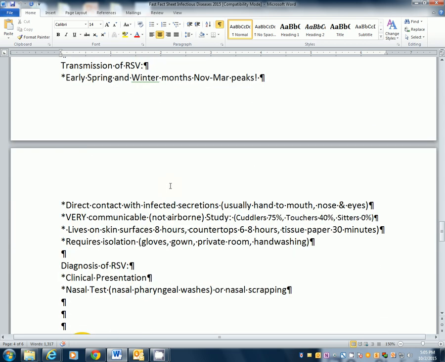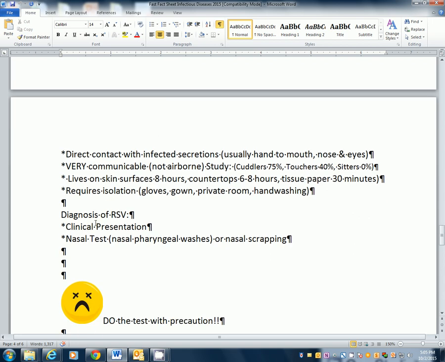Transmission is usually more common in early spring and winter months, with November to March being considered your peak months. It spreads by direct contact with infected secretions, usually hand to mouth or nose to eyes. It is very communicable. It is not airborne. In fact, they did a study with the cuddlers, the touchers, and the sitters, where they had people come in and cuddle the baby, people come in and just touch the baby, and people come in and just sit in a chair beside them without touching them.